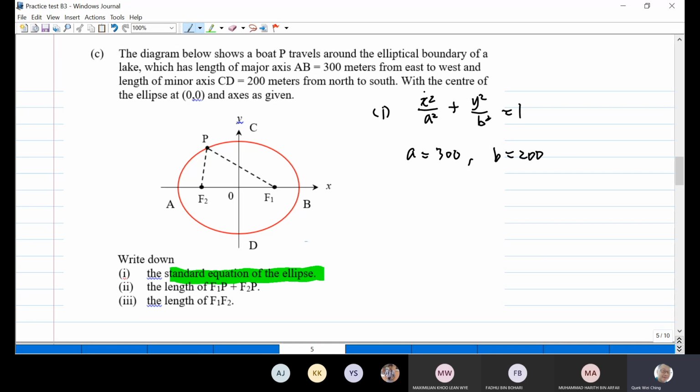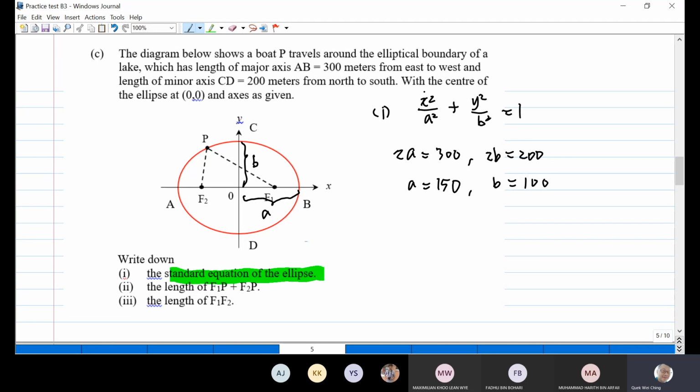Okay, so A is actually called 2A. The length of the major axis is 2A. The length of the minor axis is 2B, right? So look at the formula. Sometimes you have to remember which one is A versus B. This one is A, so the length is 2A. This is B, so the length is 2B, right? So A is equal to 150 now, and B is equal to 100 now.